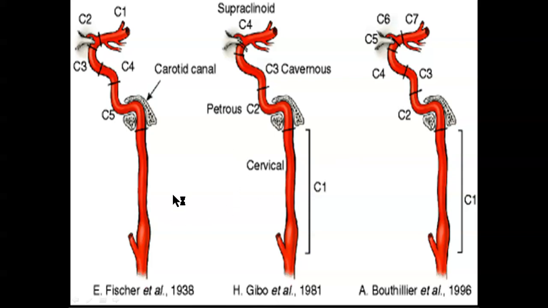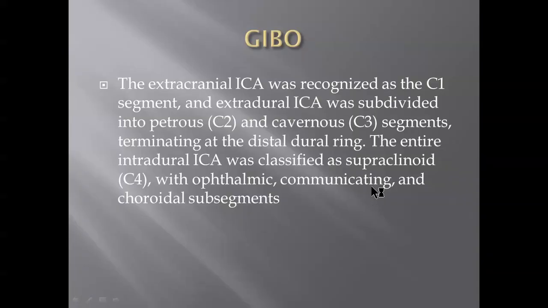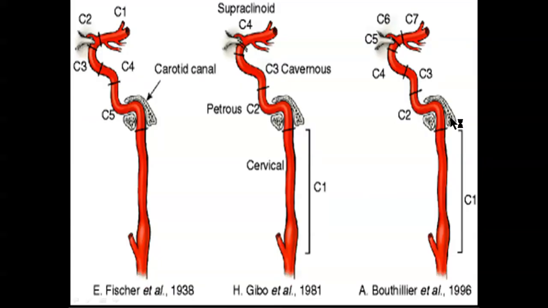Now here in this picture, we can see internal carotid artery getting divided into a few segments. In this case, from C1 to C5, and in this one from C1 to C4, and in this case from C1 to C7. Now, division of this internal carotid artery into different segments helps us learn much more in detail the anatomical part of the internal carotid artery.